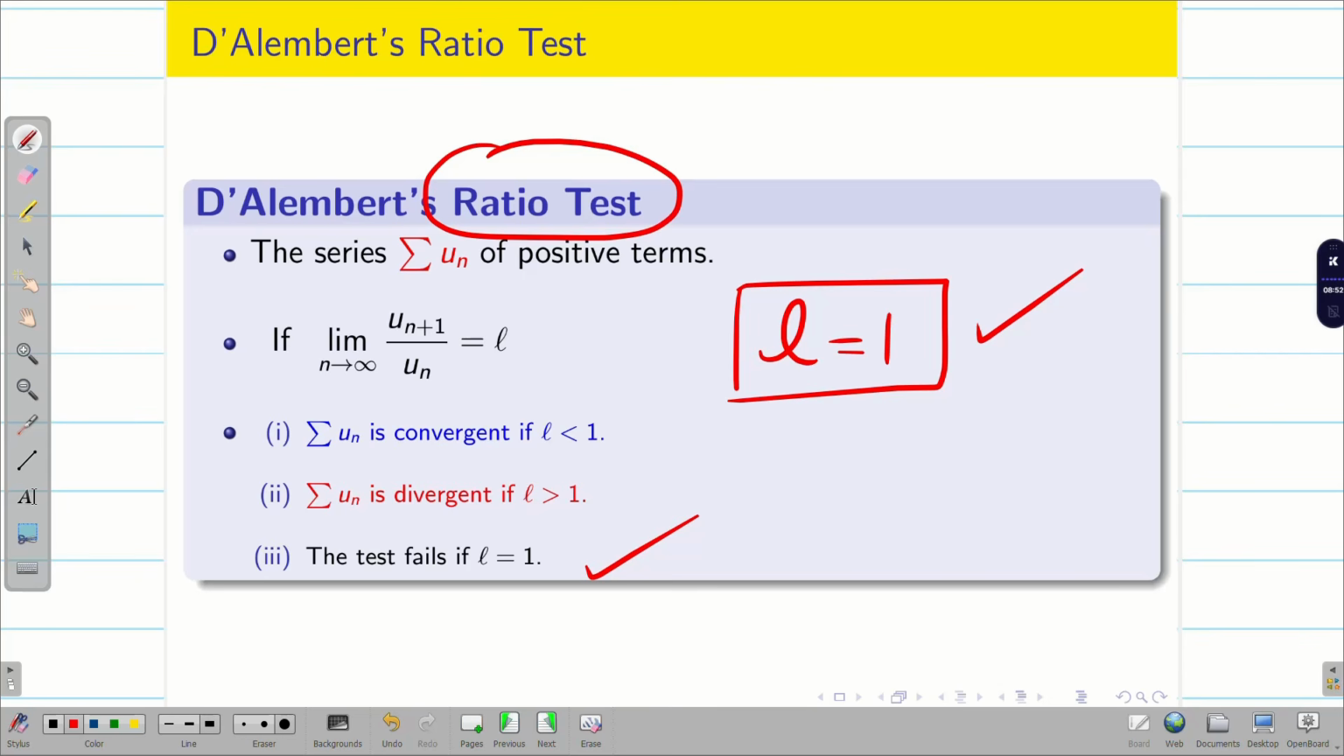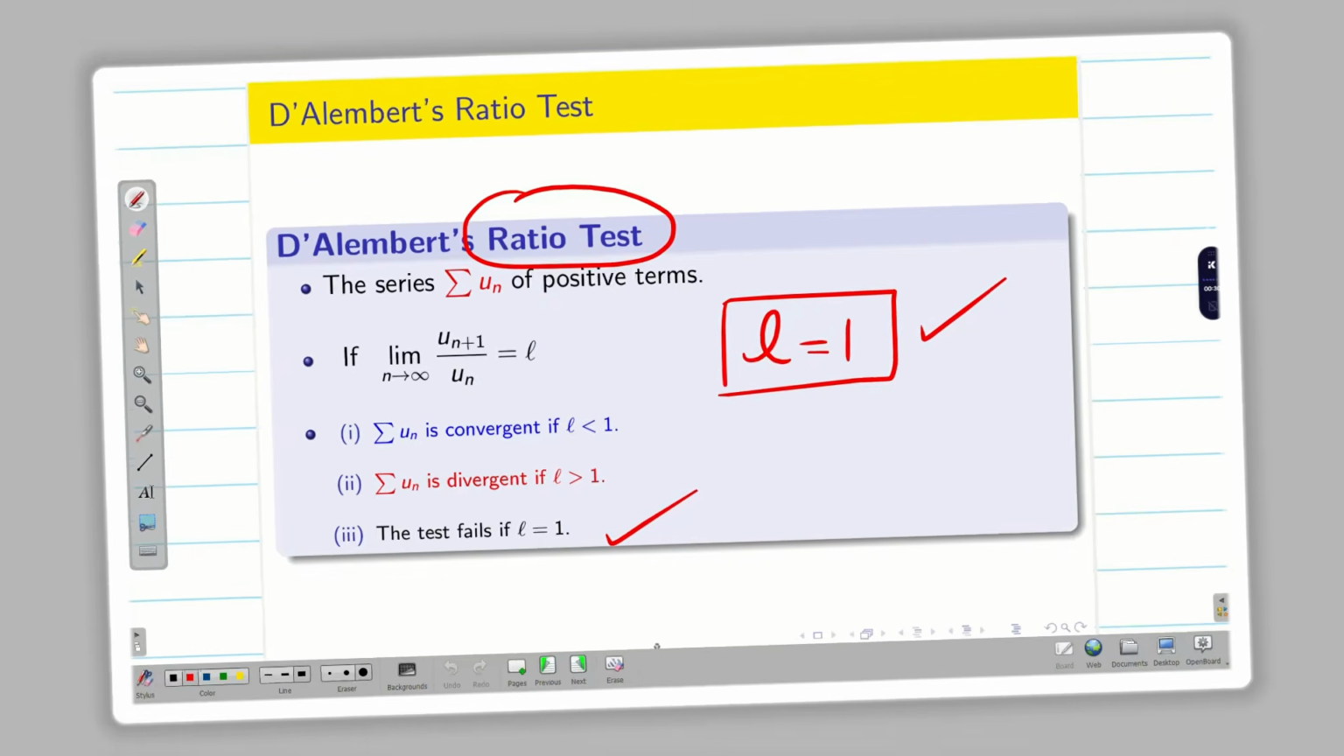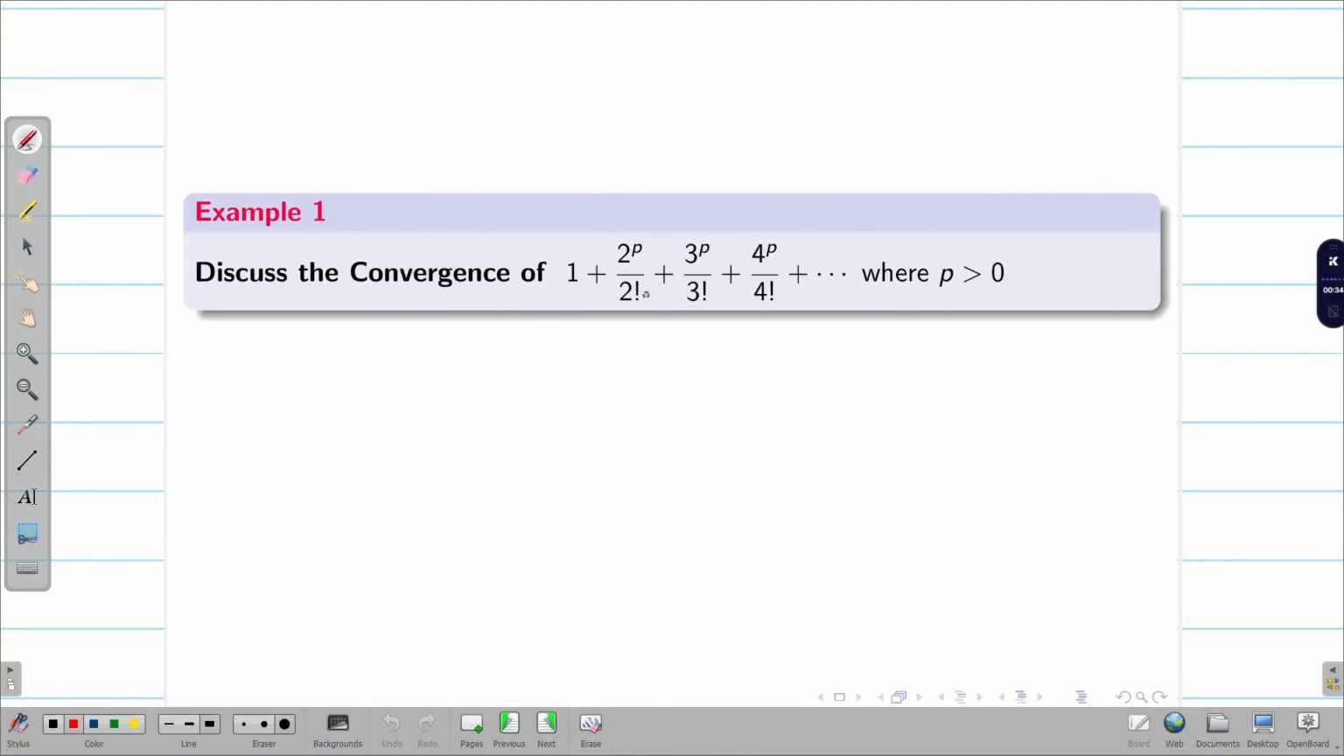With this idea, let us do some problems on D'Alembert's ratio test. Let us see an example. Discuss the convergence of 1 plus 2 power p by 2 factorial, 3 power p by 3 factorial, 4 power p by 4 factorial, etc., p greater than 0. So first step, as usual, let us consider summation un as our question.